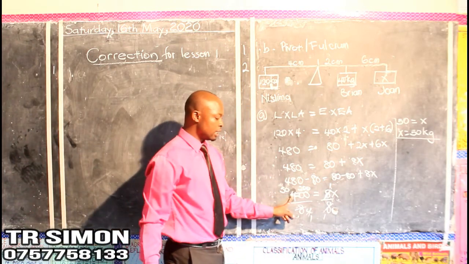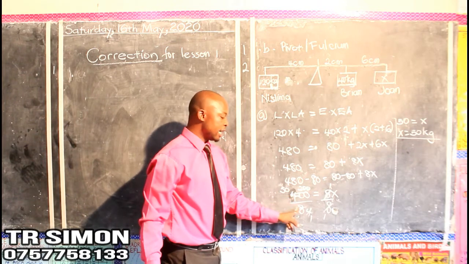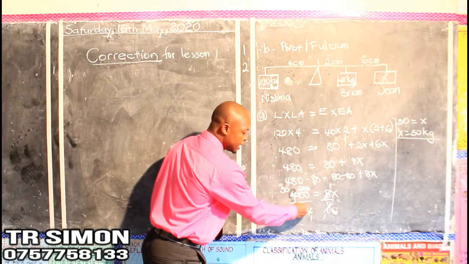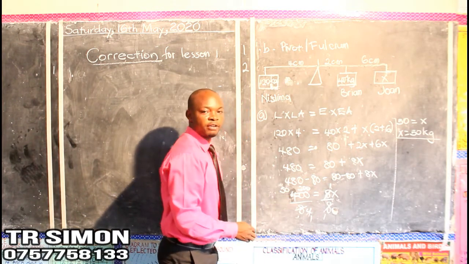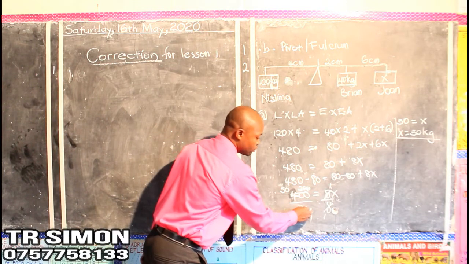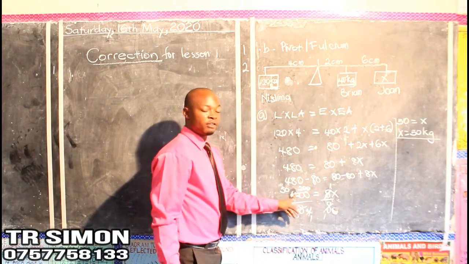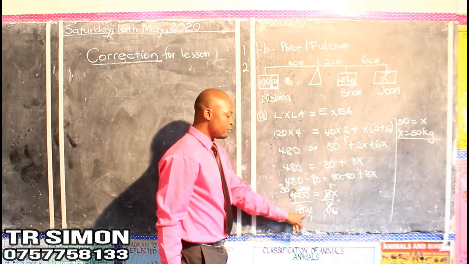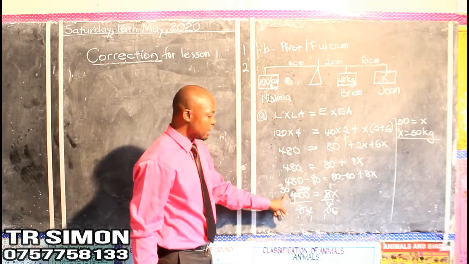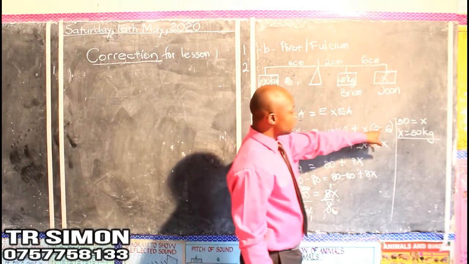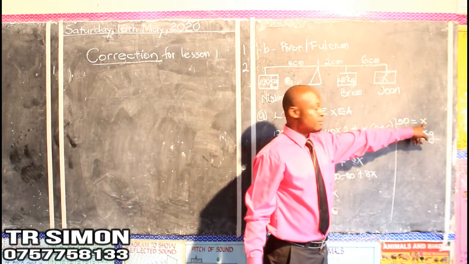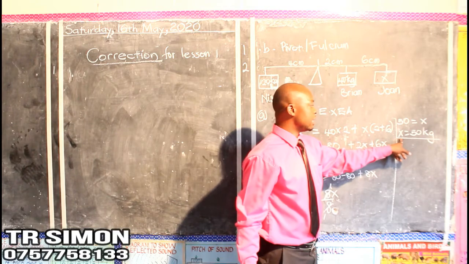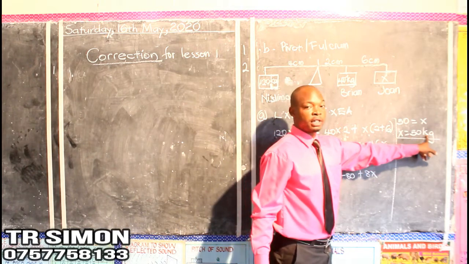We'll get 400 divided by 8, whereby we divide 8 by 2 and get 4. Then 400 divided by 2, we're going to get 200. And we get 200 divided by 4, whereby we're going to get 50. Therefore, 50 is going to be equal to X. But we are looking for X. Therefore, we say X is equal to 50 kilograms.